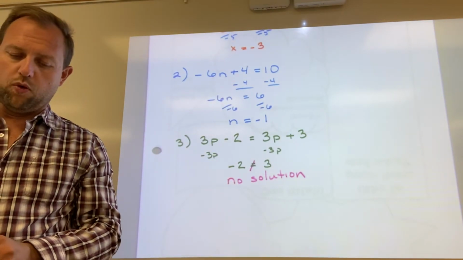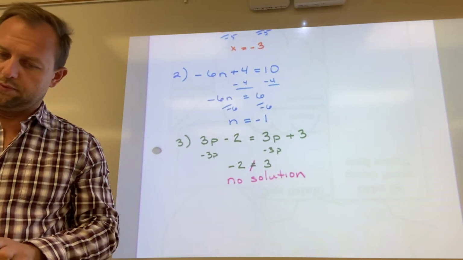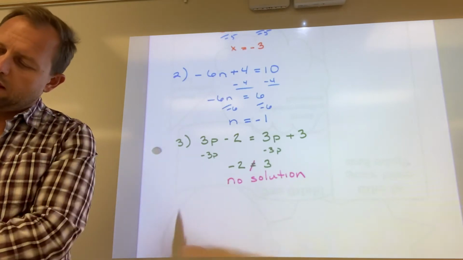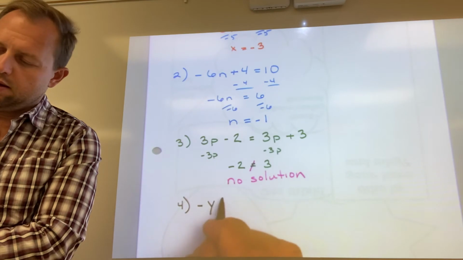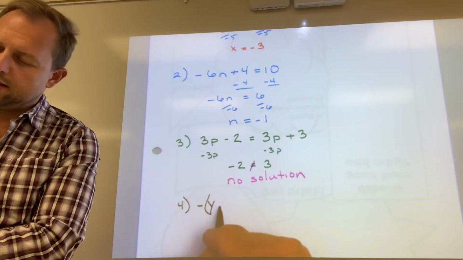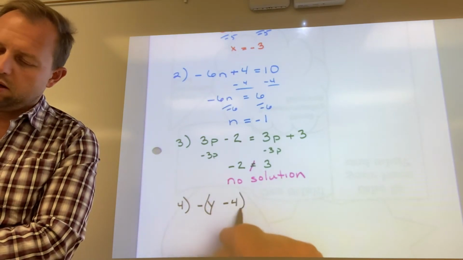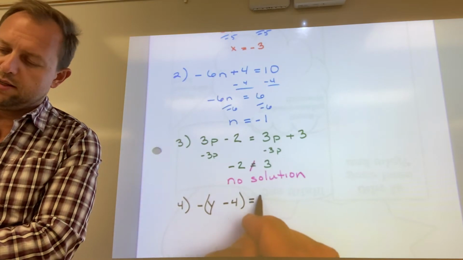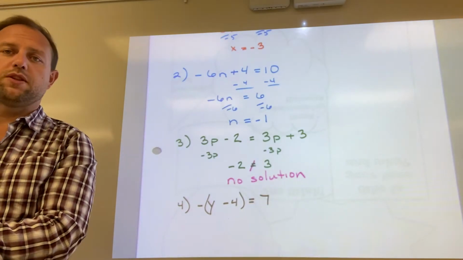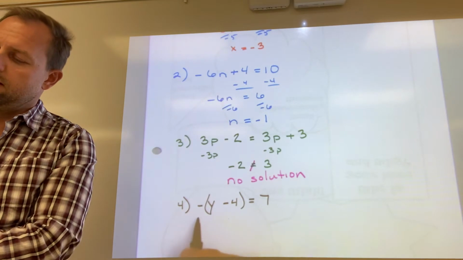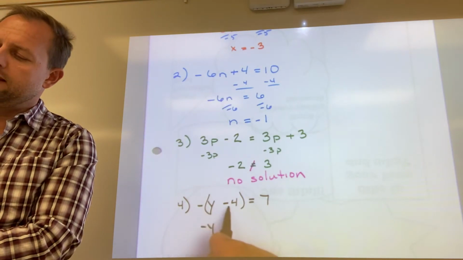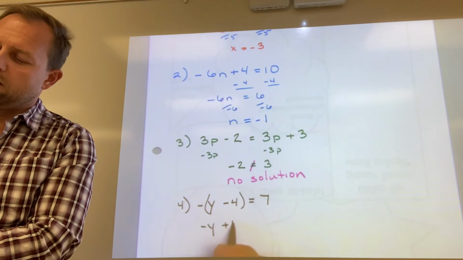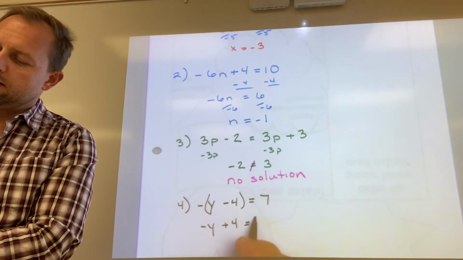For number 4, negative y in parentheses minus 4 equals 7. We distribute the negative through the parentheses. Negative onto the y is a negative y. Negative onto the negative 4 is a positive 4, equals 7.